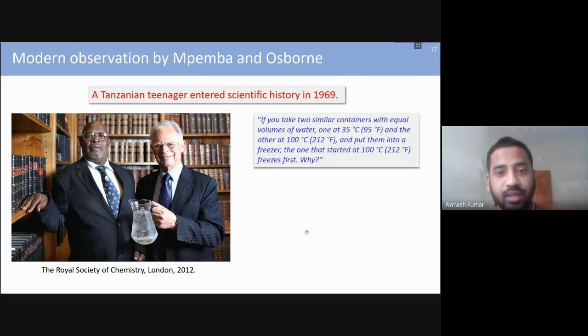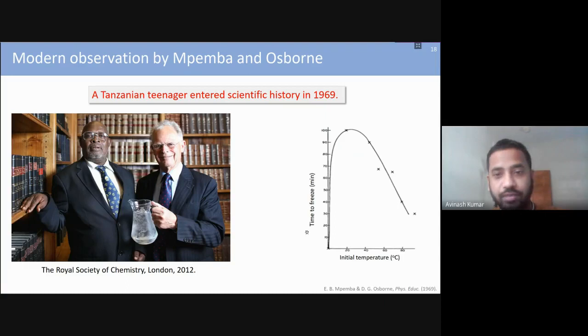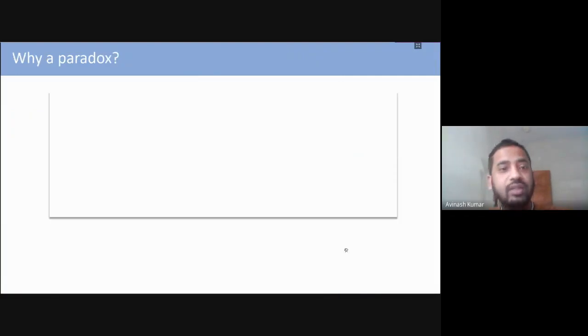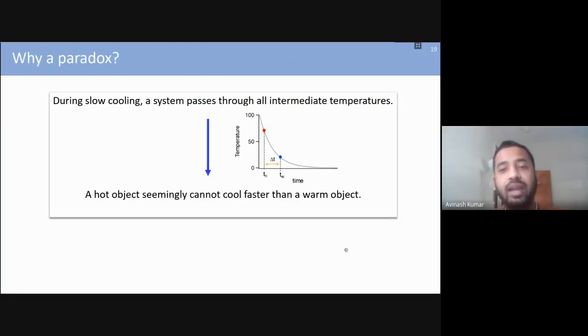And then they published the first systematic study of this anomalous effect in water, where they showed that the time to freeze has actually a non-monotonic dependence on the initial temperature of the system. So this was the first ever systematic experimental observation of the Mpemba effect. Notice I'm still calling this an anomalous process because for a slowly cooling object, a system must pass through all intermediate temperatures. So the fact that you're starting from a hot temperature will only add an unavoidable delay in the cooling time, and therefore a hot object cannot cool faster than a warm object.